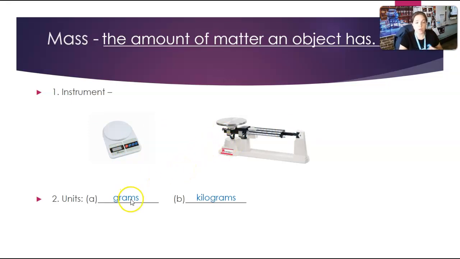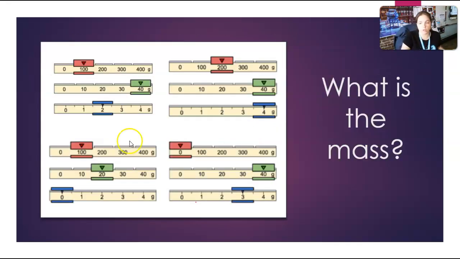Our units for them are typically grams or kilograms. It depends on how far. This one usually goes grams. This one is kilograms. It's how specific it is, how precise it can get, or accurate, sorry. And let's see if we can figure out the mass of these on the triple beam.